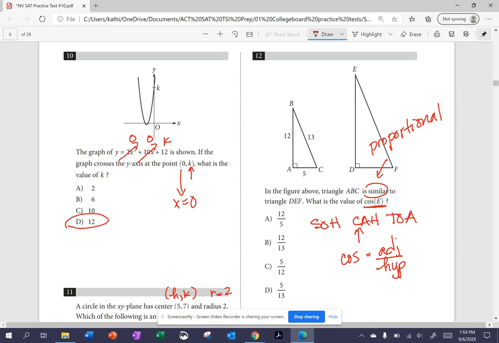So this is asking me for angle E. The corresponding angle in this triangle is angle B. So opposite the right angle is the hypotenuse, and the adjacent leg is here. So the cosine of angle E is going to be equal to the adjacent, 12, divided by the hypotenuse, 13.